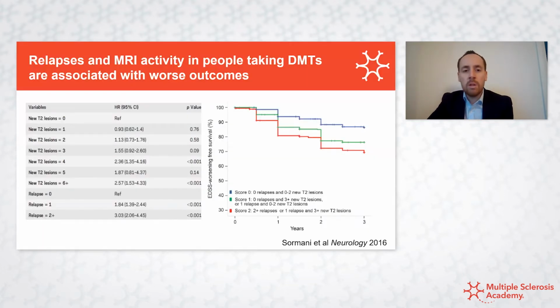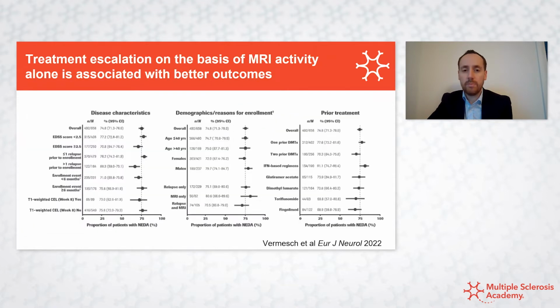Because we know from large cohort studies, observational studies, that people who have ongoing MRI activity and relapses while taking DMTs have worse outcomes. And the blue line here is people who were relapse-free but had relatively small changes on their MRI, one or two new lesions, and they were doing worse after 3 years than people whose MRI scans were stable. And we know also that escalation of treatment on the basis of MRI activity rather than waiting for relapses is associated with more favourable outcomes for patients.